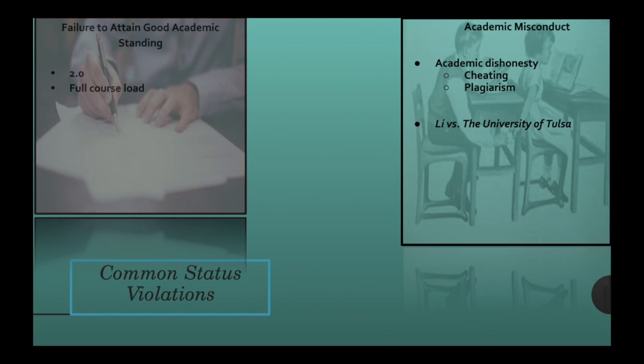In the current political climate of the U.S., it is far easier to violate immigration status because of the various restrictions. Here we have two of the most common violations to F-1 status, which includes failing to attain good academic standing, which is typically a 2.0 at most institutions, and enrolling less than full time. Academic misconduct is also very common, as seen in the case of Lee versus the University of Tulsa.